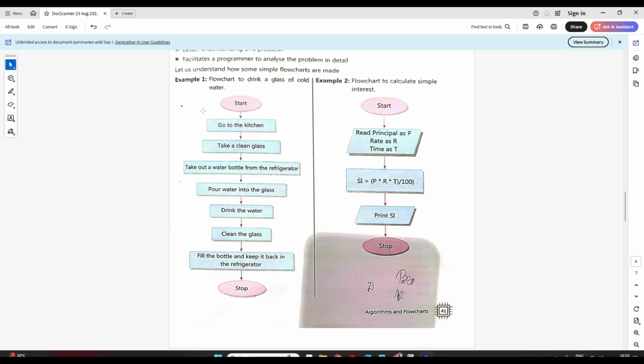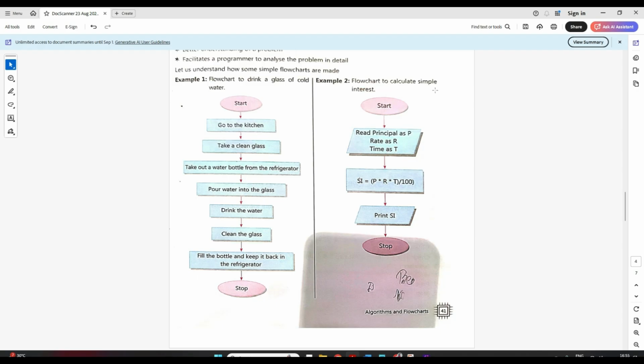So these steps depend on you. You can have these steps changed also. It's not necessary. We can have different steps also for drinking a glass of cold water, right? Here they have added clean the glass, not necessary, you can write. So that depends on you, right?